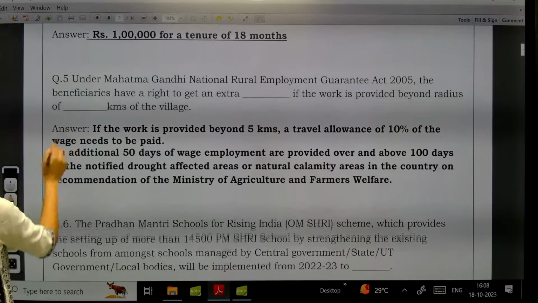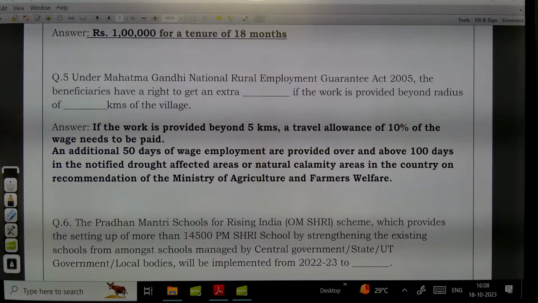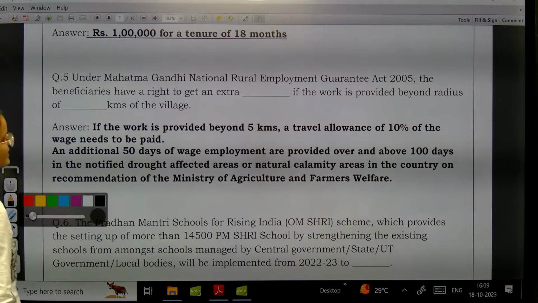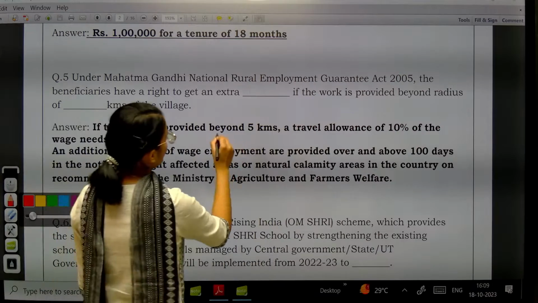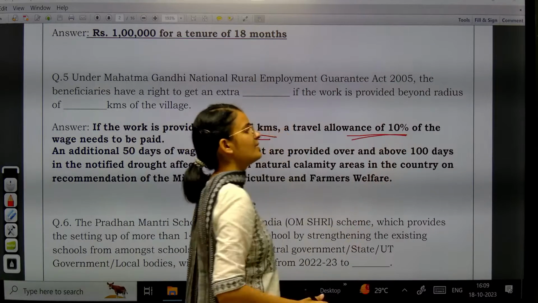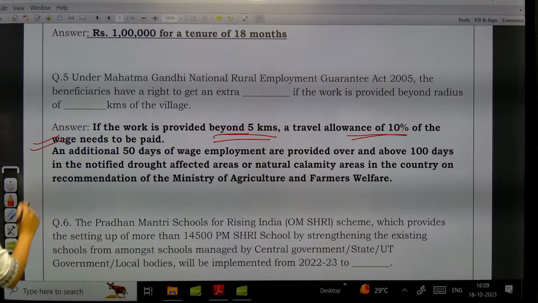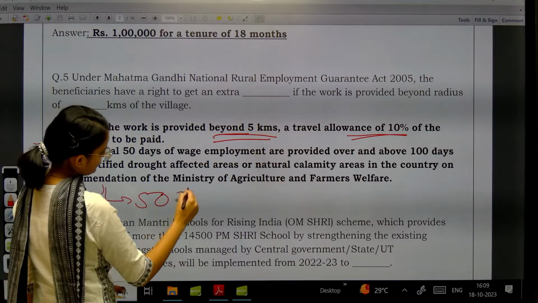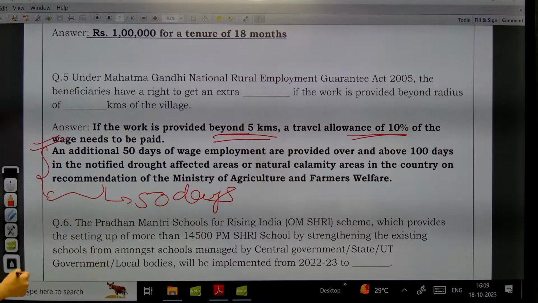Okay, next question. Under Mahatma Gandhi National Rural Employment Guarantee Act 2005, the beneficiaries have a right to get an extra dash if the work is provided beyond a radius of dash kilometers. So the answer to this question was that beyond the radius of 5 kilometers, an allowance of 10% of the daily wage needs to be paid. And the case of calamity was also asked, so additional 50 days. In case of calamity, additional 50 days over 100 days was provided.